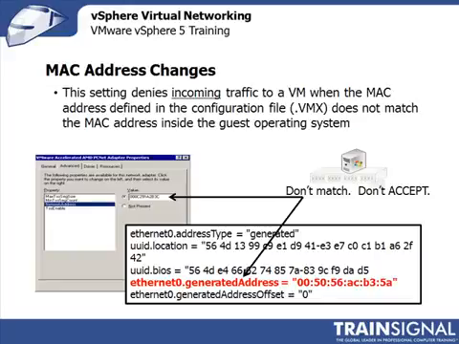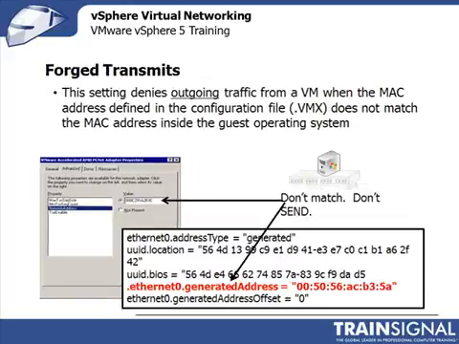Now, MAC address changes is, as you can see because we've underlined it, for incoming traffic into a VM. Now for outgoing traffic from a VM, again, if the MAC address that's specified in the guest operating system does not match the MAC address specified in the VMX file, then the traffic is not going to pass through.